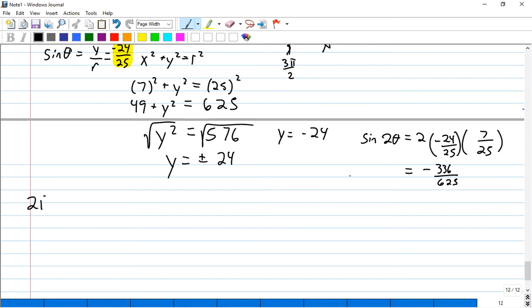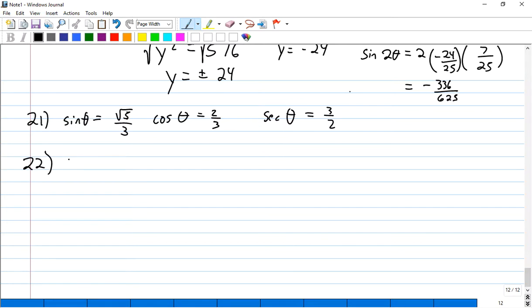Now, problem number 21. Sine of theta equals the square root of 5 over 3. Cosine of theta equals 2/3. Find secant of theta. The easiest way to do this is by using the reciprocal identity. So what's the reciprocal of secant? Cosine. So what's the reciprocal of cosine? Secant. So just take the answer for cosine and flip it. Take the reciprocal. 3/2. That's your answer. All right.